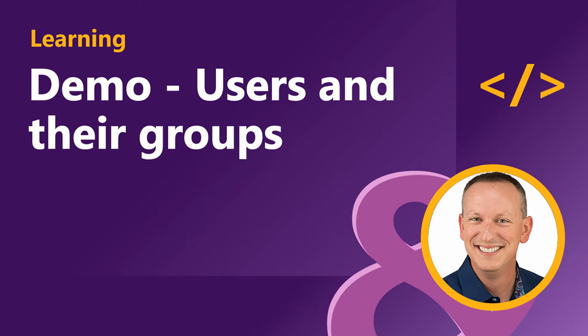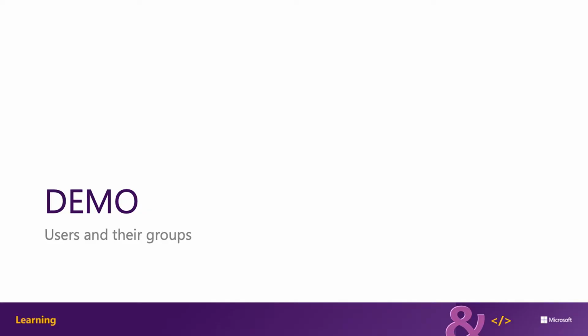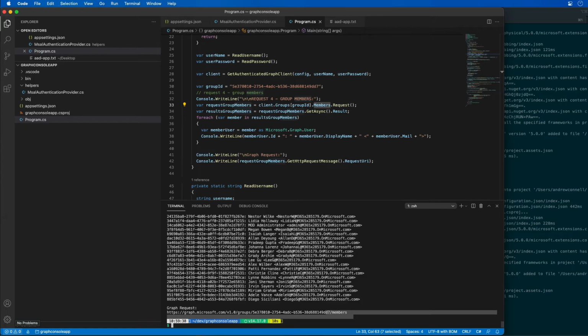In this demo, I'm going to modify the existing Azure AD application and the .NET Core Console app to add support to display information about all the groups that a user is involved in as a member or as an owner. So this assumes that you've already created the Azure AD application and the .NET Core Console app.